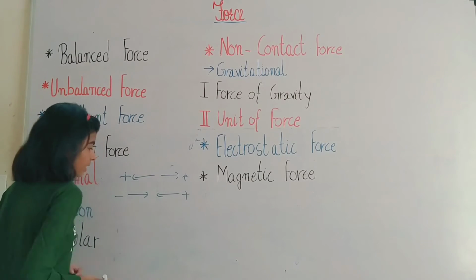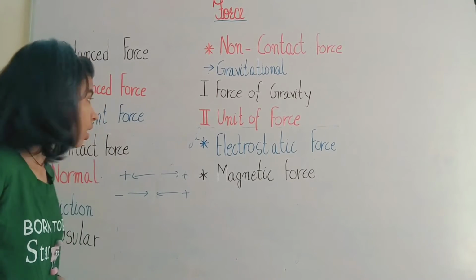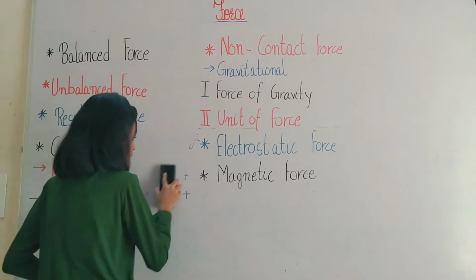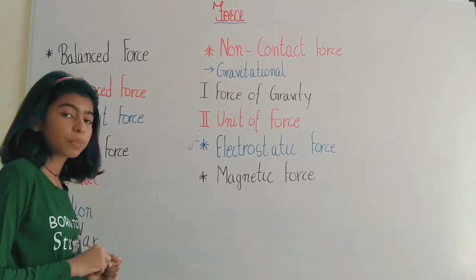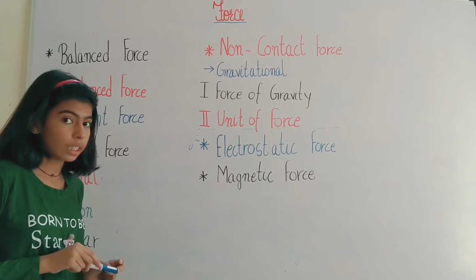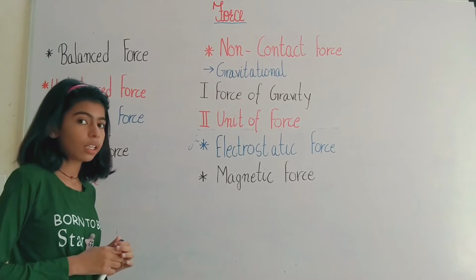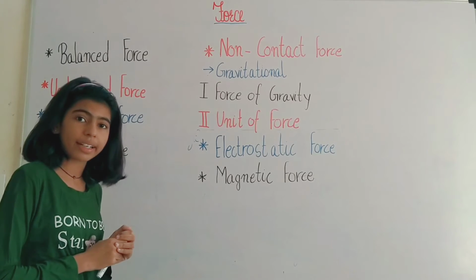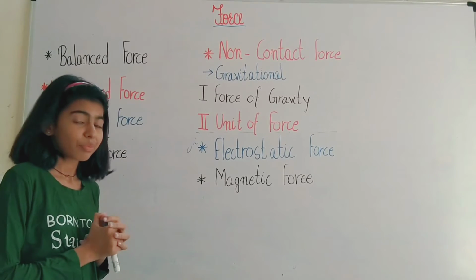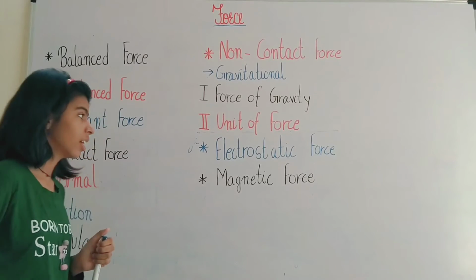Similarly, unlike charges attract. So next is magnetic force. A magnet attracts substances made up of copper, nickel and cobalt, and steel also. So it can also attract a distant object.